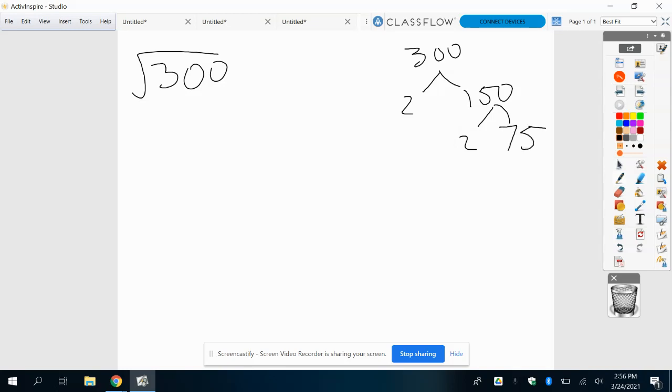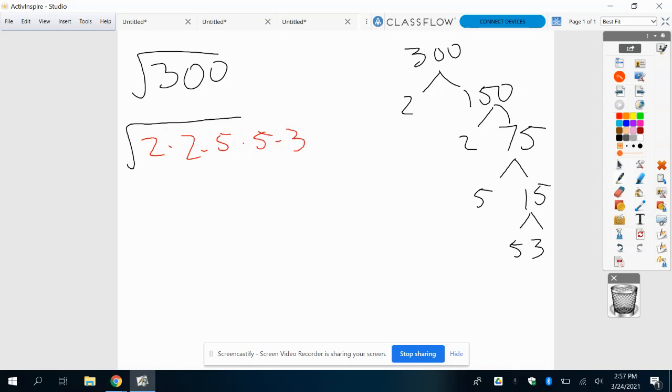75 times. 75 can be broken up to 5 and 15, and then 15 can be broken up to 5 and 3. So your prime factorization is 2 times 2 times 5 times 5 times 3, and then you want to look for pairs.